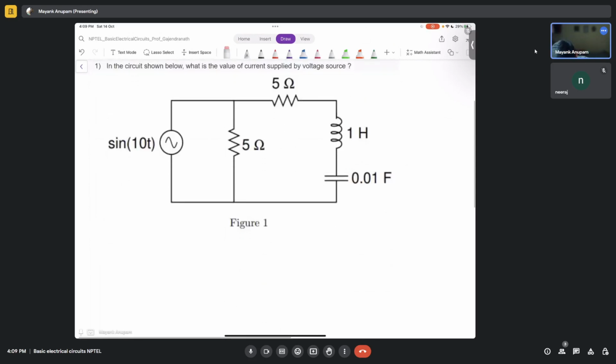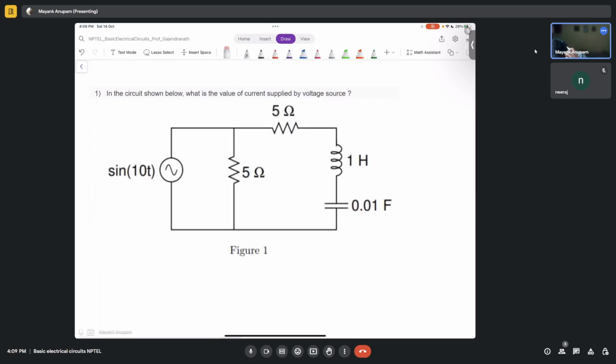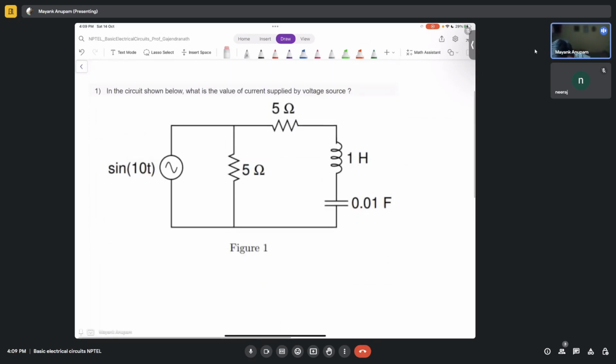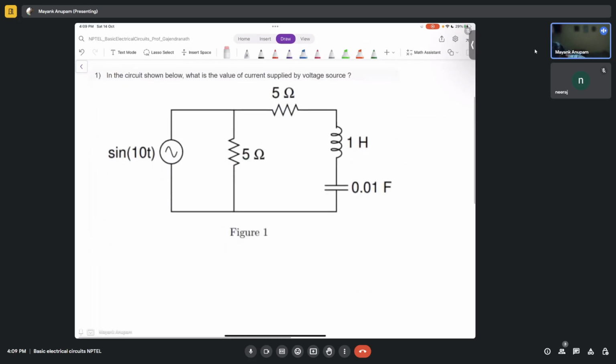So let's do that. In terms of phasors, what do we do first? How do we write a phasor for this source, replacing it by its equivalent phasor? It's a time domain voltage source, sine of 10t. The amplitude of this sine is 1, so it is 1 times sine of omega t, where omega is 10 and the amplitude is 1.